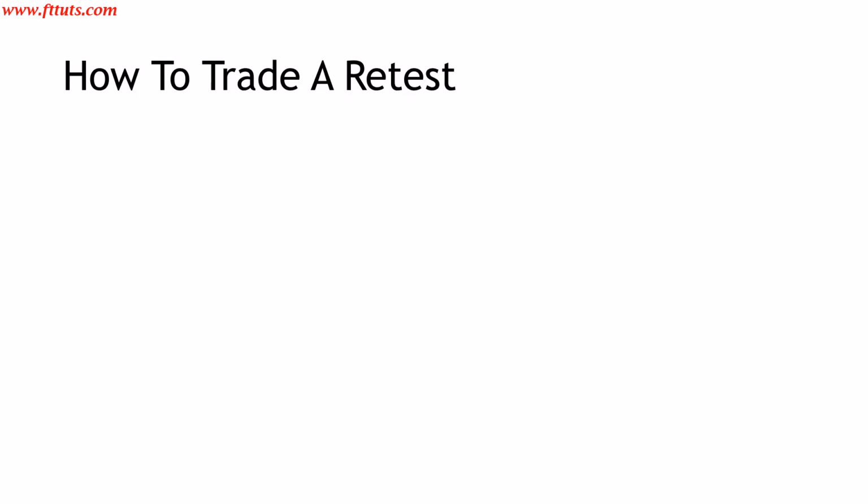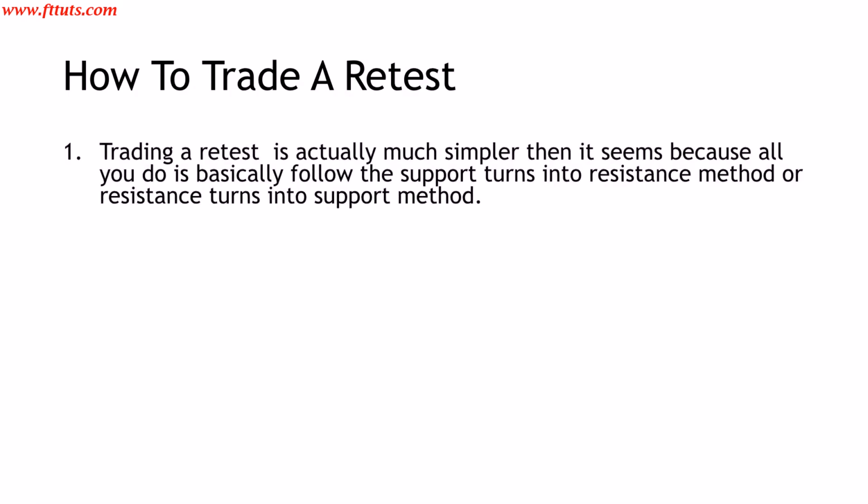So the first point that we're going to be taking a look at is that trading a retest is actually much simpler than it seems, because all you do is basically follow the support turns into resistance method, or resistance turns into support method. Meaning that in trading a retest, it's actually simple because you have a resistance and then it breaks out. Okay, you confirm that it's a breakout. Someone would buy after it breaks out that resistance, or someone would wait for it. So you wait for it and then it comes back, and then it treats it as support. So after treating it as support, what do you do? You basically just start to look for a long trade. So that's why I say it's actually easy.